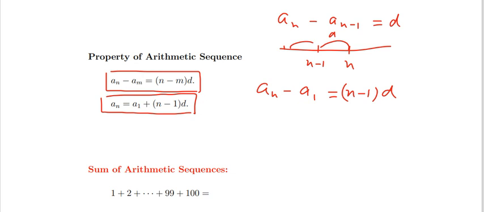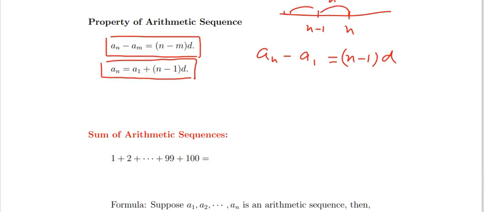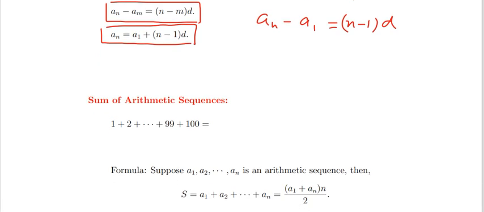Okay. For those arithmetic sequences, we want to find the summation, or sum, of the sequence. For example, we want to find 1 plus 2 plus 3 plus up to 99 plus 100. For this one, if we add one by one, it will take too much time.